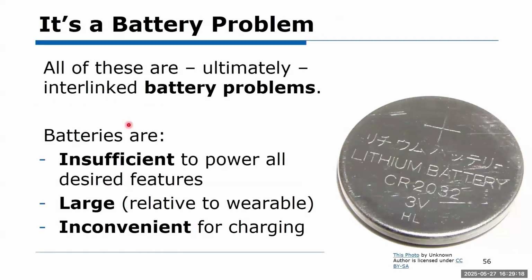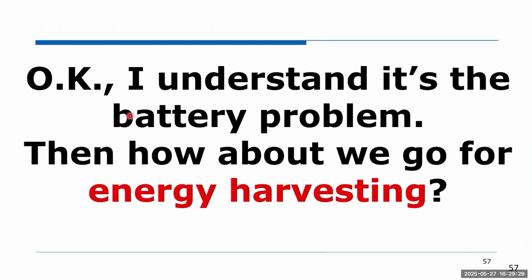So it's a battery problem. All of these are ultimately interlinked with the battery. They're insufficient, large, and inconvenient for charging. So then, okay, I know that it's a battery problem. Then how about we go for energy harvesting? The harvesters are fairly efficient these days, remember?